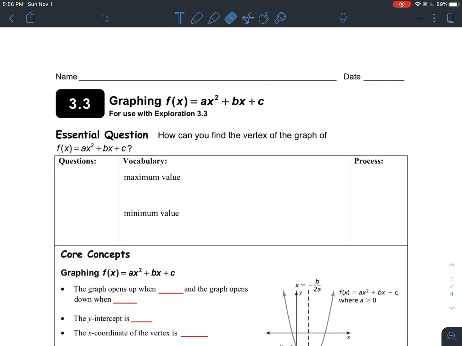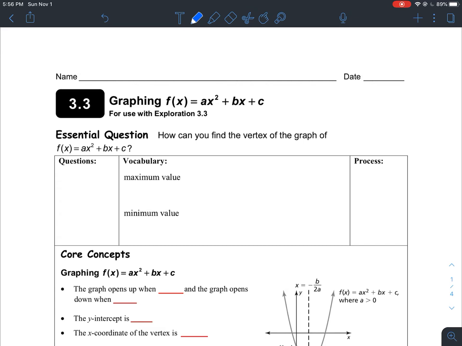This time around, we're going to be talking about graphing in the form ax squared plus bx plus c. These are still quadratic functions, but they aren't going to be on the y-axis. They might be moved to the right or to the left, up or down, and they could be anywhere. And so the vertex might be in a different location other than on the y-axis. So the question we want to answer today is, how can you find the vertex of the graph when it's in this form?